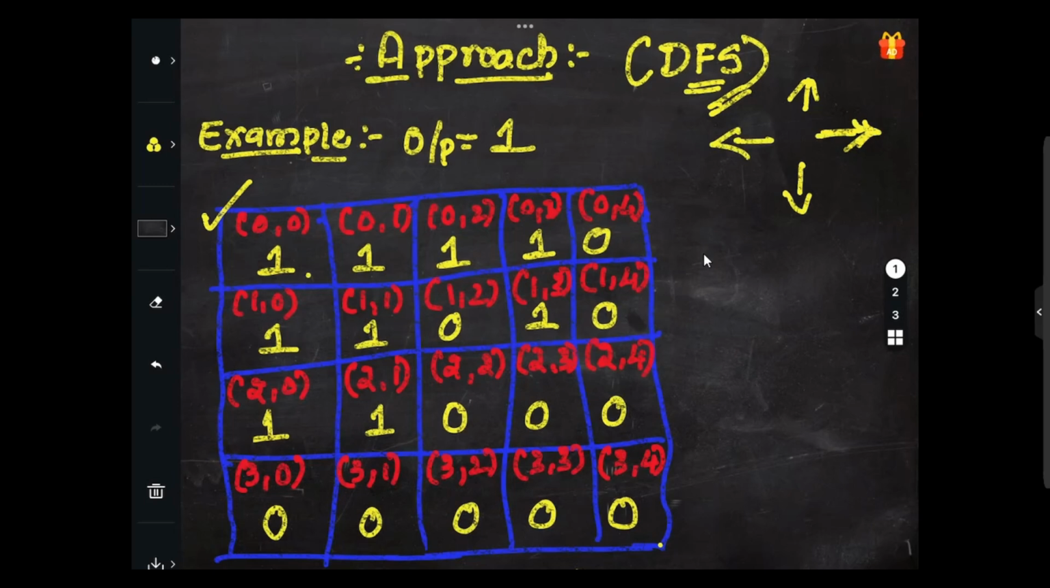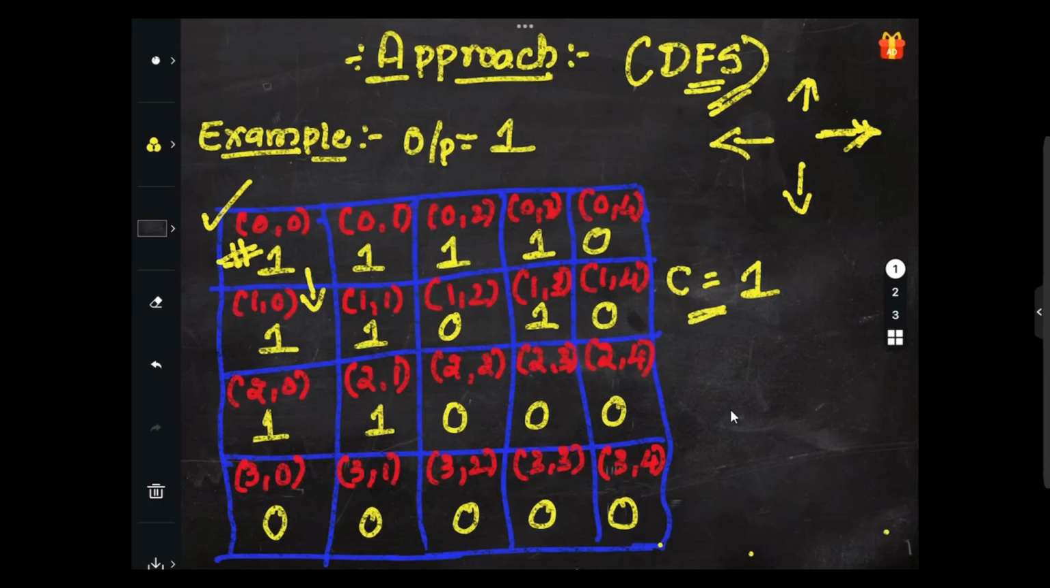We will start from here. Initially, we will come down. When we visit this cell, we will mark it as visited. Once we find a 1, we will increment the count to 1. So we have incremented the count here to 1. Now we have count 1.